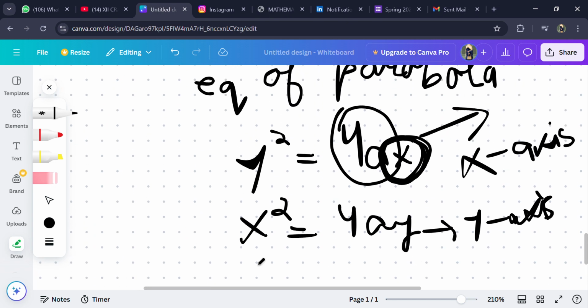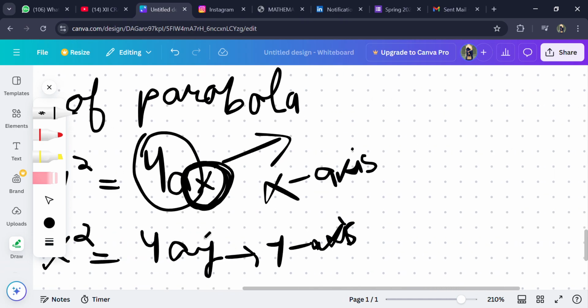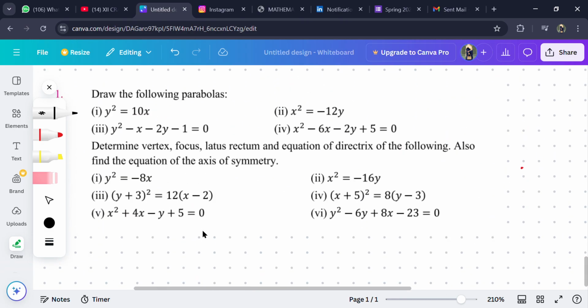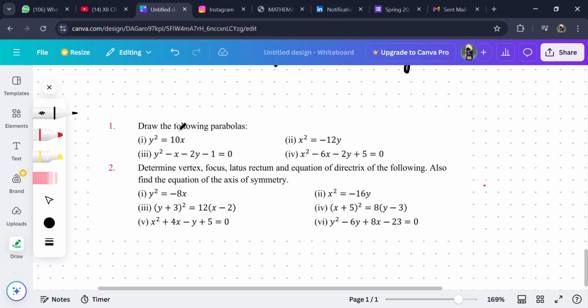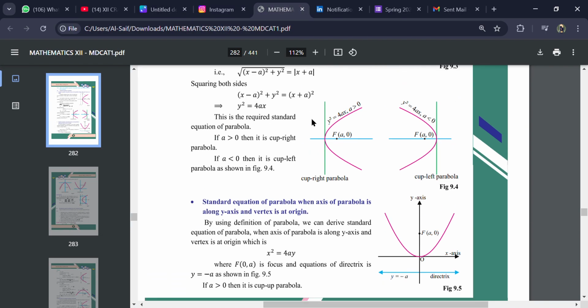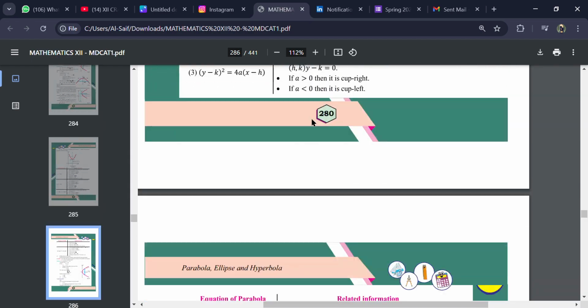Then again, the equation of parabola is done. Now let's move on to the questions that were given at the side of our mathematics book, exercise 9.1 if I'm not wrong. Let me see if it's 9.1 or something like that.